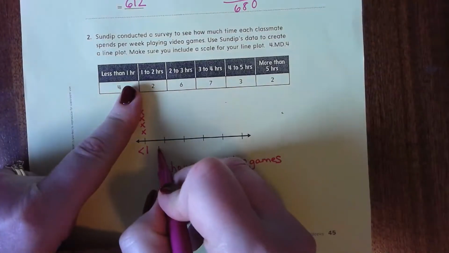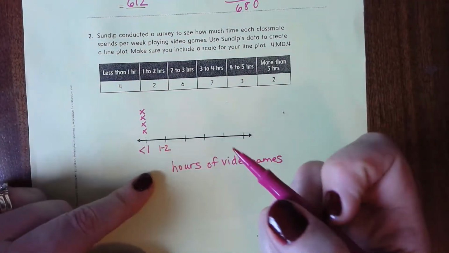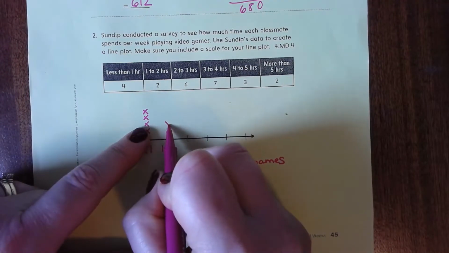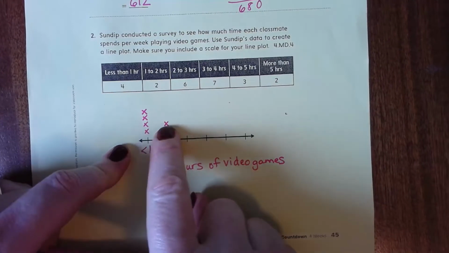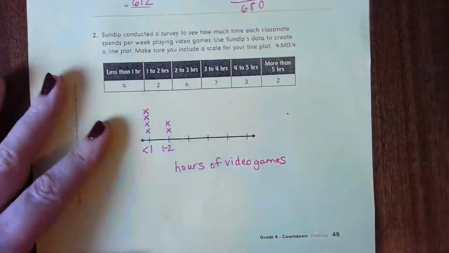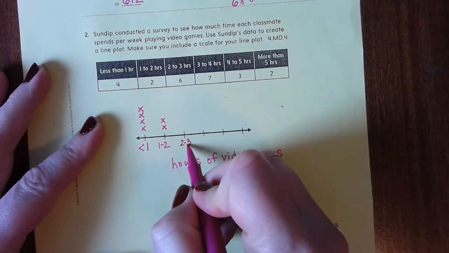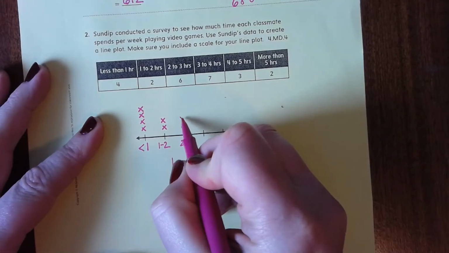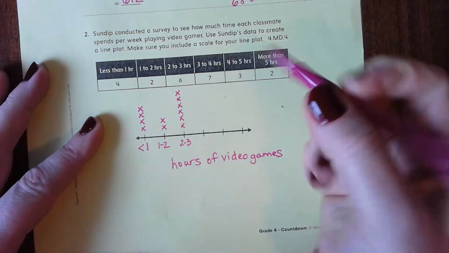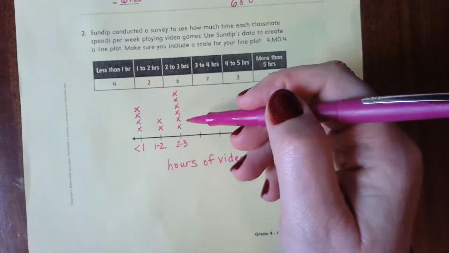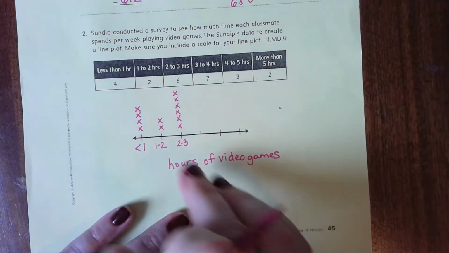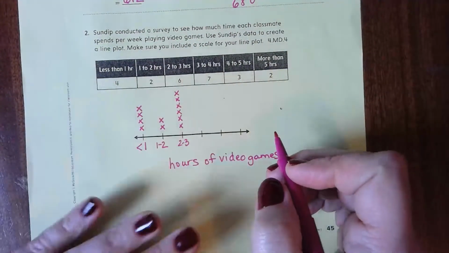Then we have 1 to 2 as my next dash. And 2 of them played. So when I make the X's, I need to make them at the same height as my first ones, okay? We want our 1s to line up and our 2s to line up and so forth. Then we have 2 to 3 hours, and I had 6 of them, so I need 6 X's going up. And you might remember, some of you on map testing, you saw this, where it would give you an X down here, and you'd have to click it and drag it up to each spot.